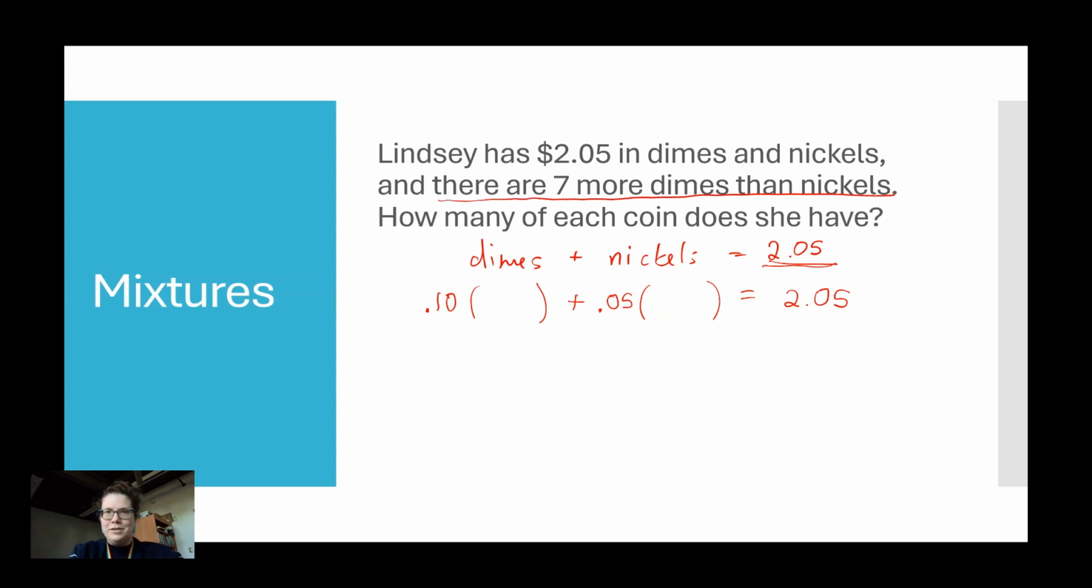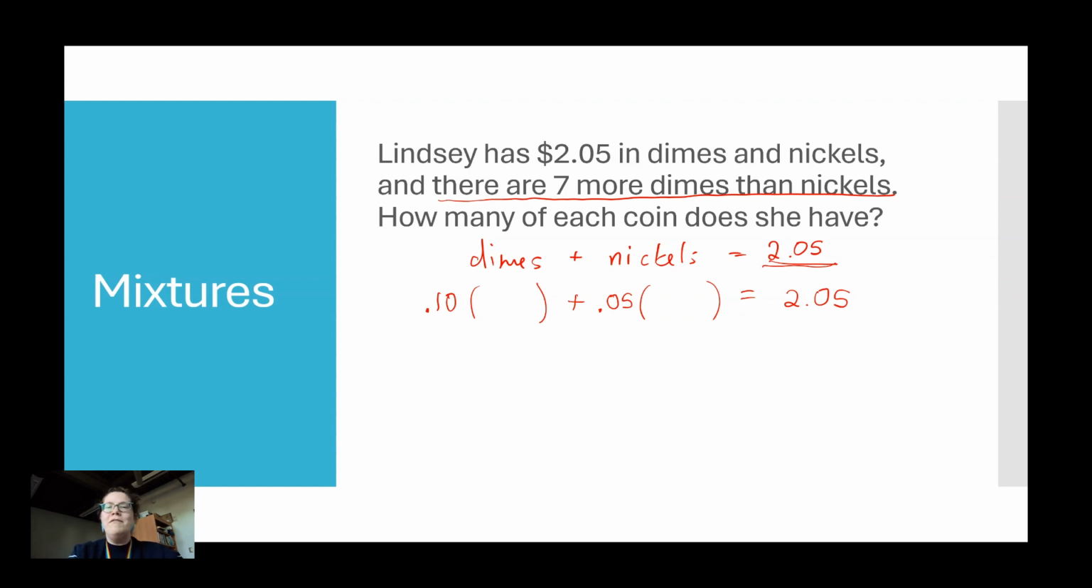Just as a sidebar, the setup is always the hardest part of these problems. There are different ways to set them up. Different ways can still be correct, even when they look different from the setup. So this is always the hardest part to start with.